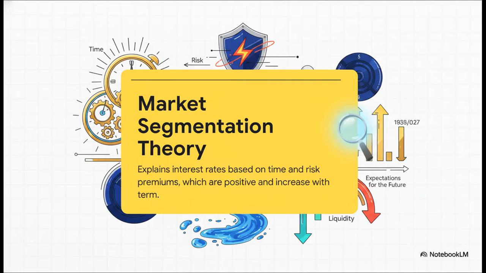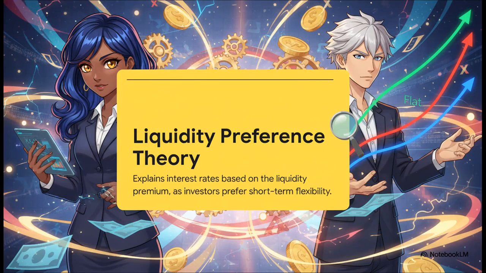This theory basically says that a 2-year loan and a 30-year loan are two totally different animals in two separate markets. And to convince an investor to lock their money away for a longer time or to take on more risk, you simply have to pay them more. It's pretty straightforward.